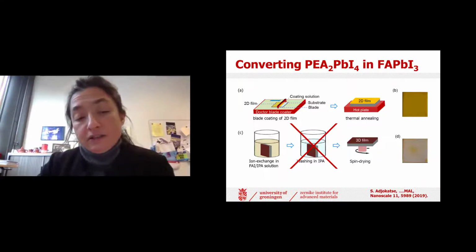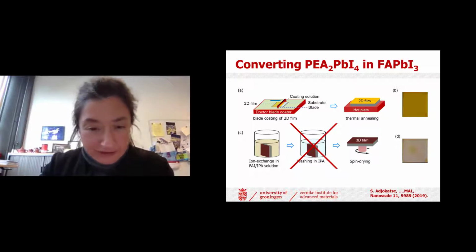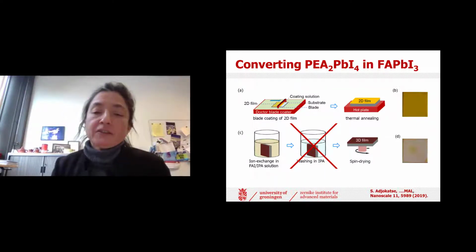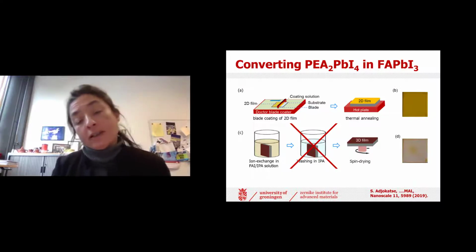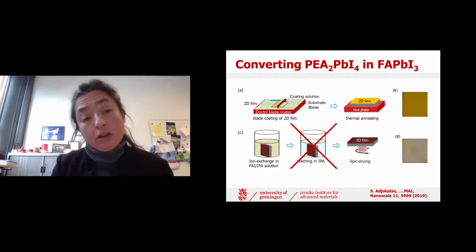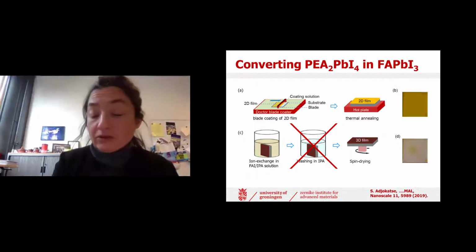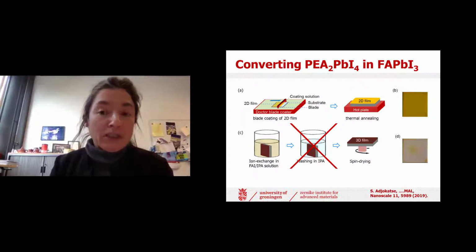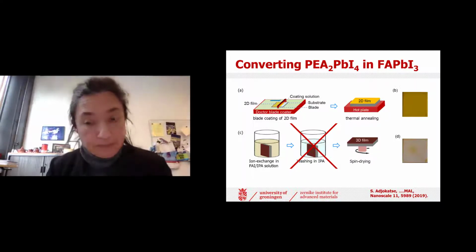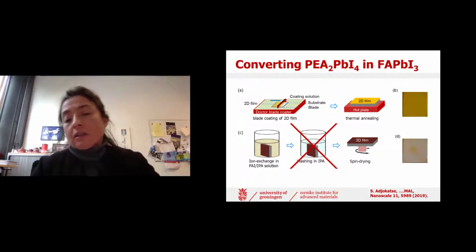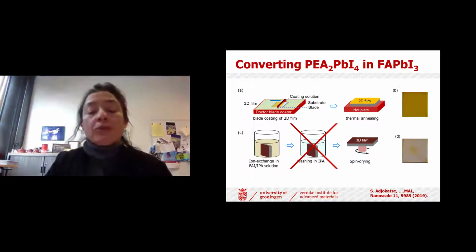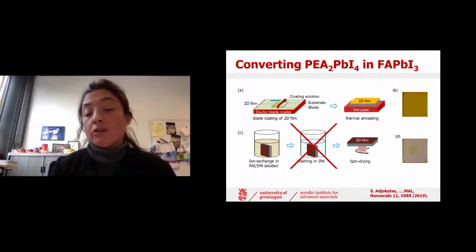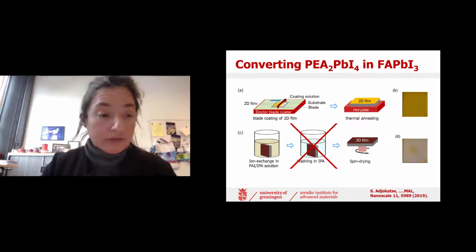What is happening in this dipping process, and unfortunately the animation is not working, is that the long phenethylammonium cations are going out of the structure, and the small formamidinium cations are coming into the structure, transforming our two-dimensional film into a three-dimensional formamidinium lead triiodide black phase. What is very interesting is that the films that are obtained are unstable if the converted film is not washed by clean isopropanol after the process.